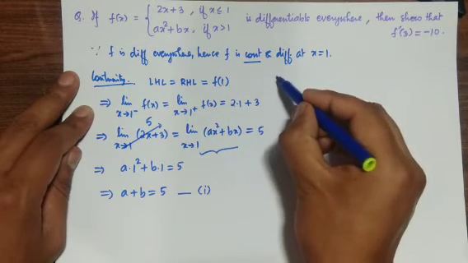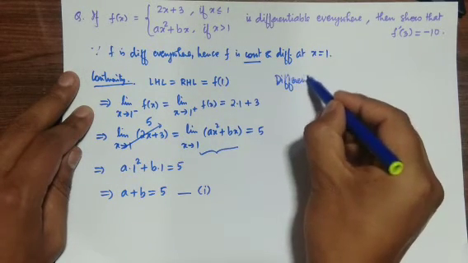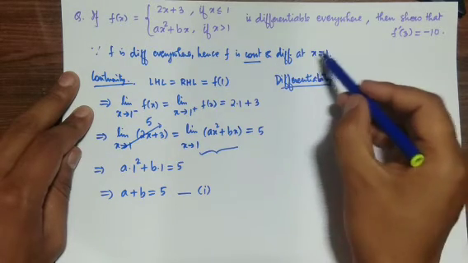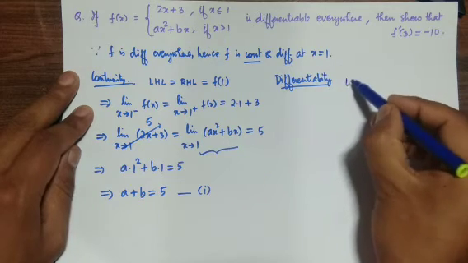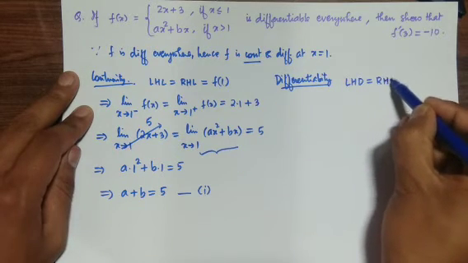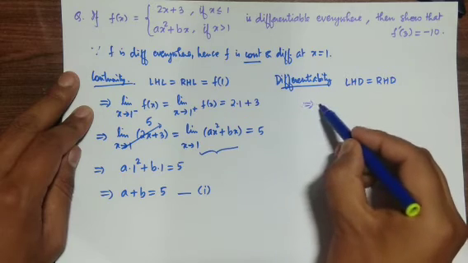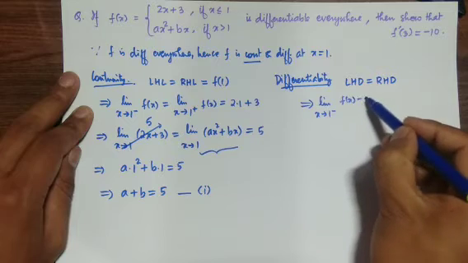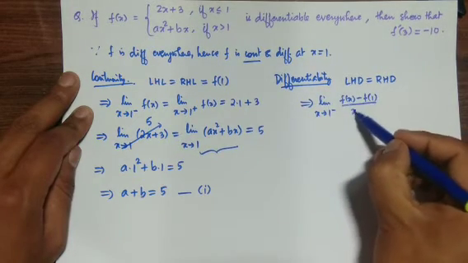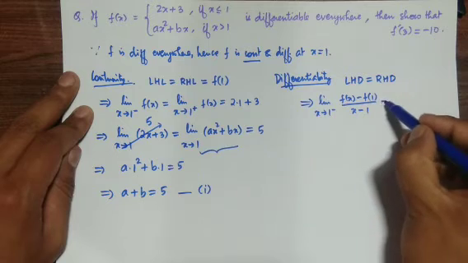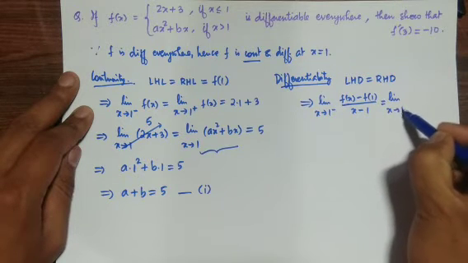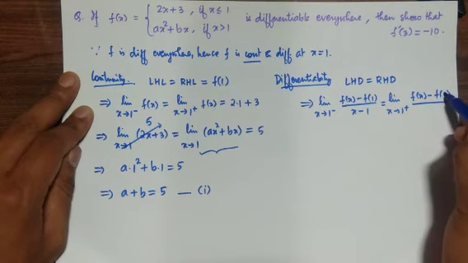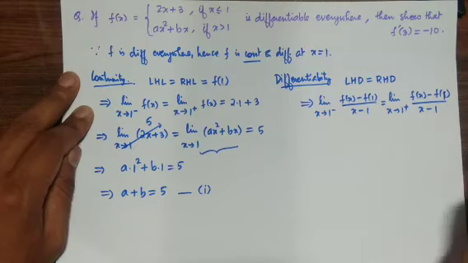Now let me make use of the differentiability case. Since the function is differentiable at x equals 1, the left hand derivative will be equal to the right hand derivative. Now let us put the formula. Limit x tends to 1 minus, left hand derivative means f(x) minus f(c) by x minus c, and c is 1 out here, is equal to limit x tends to 1 plus f(x) minus f(c) by x minus c, where c is 1.